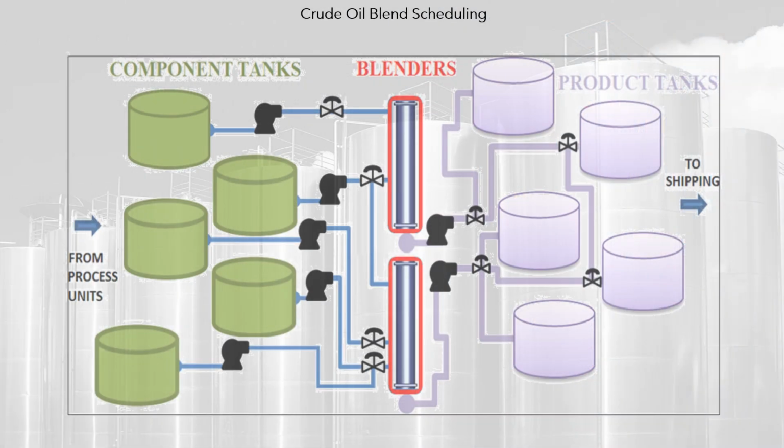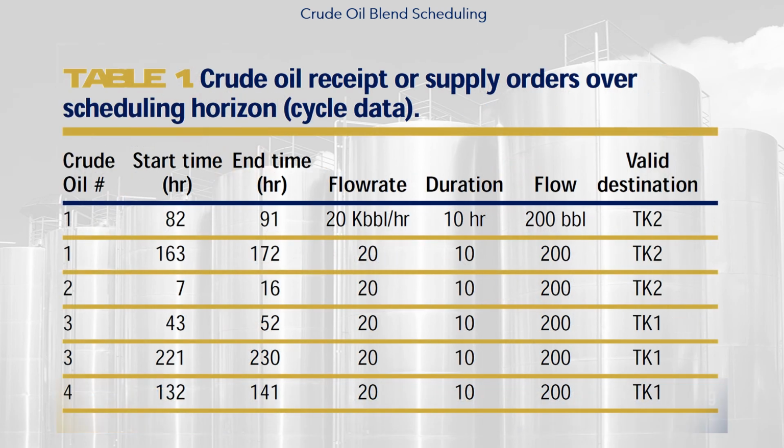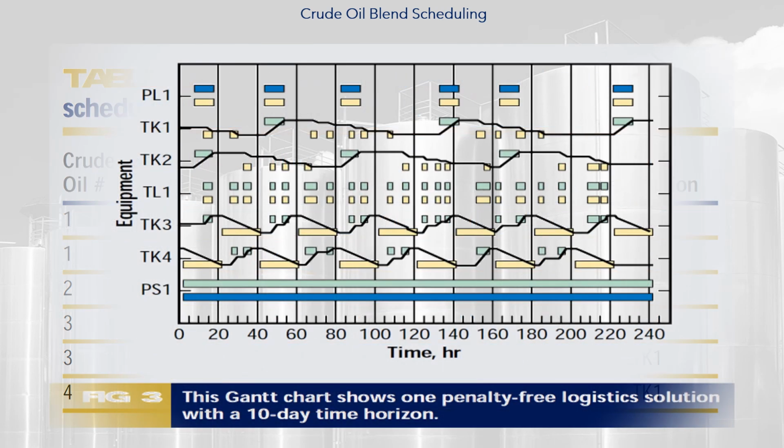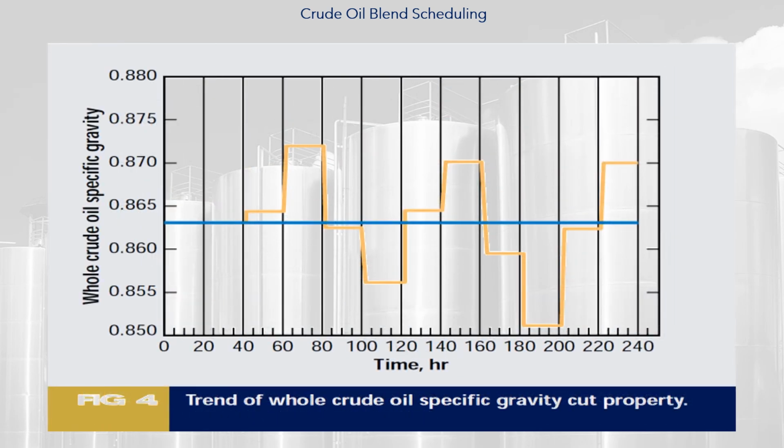A case of the optimization of crude oil blend scheduling is presented. The problem involves a pipeline, 2 receiver tanks, 2 cargo tanks and a pipe still. The table presents the batches of crude oil and the receipt and dispatch orders, including the tanks. The Gantt chart presents the crude oil mix schedule for a 10-day planning horizon. The graph shows the trend of the specific gravity cutoff property of whole oil.